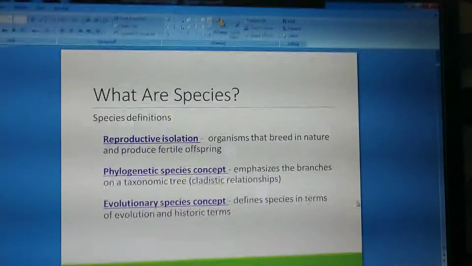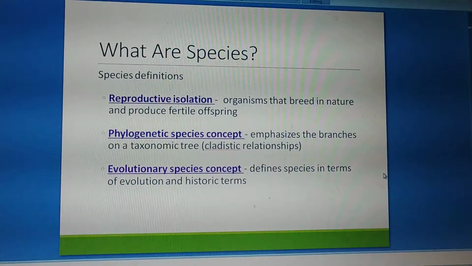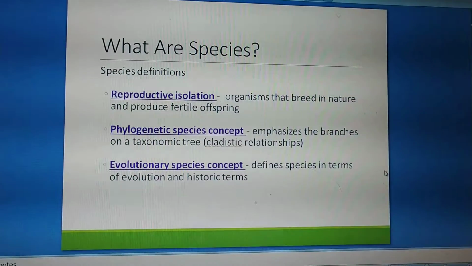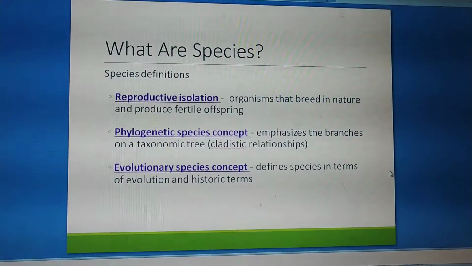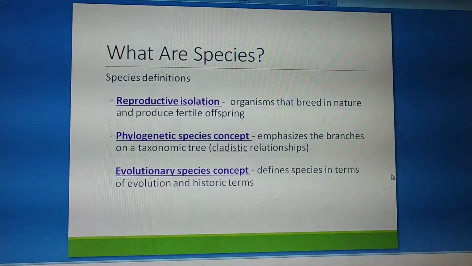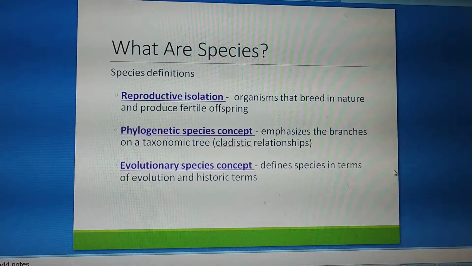Now, how do you define a species? Well, typically we use what's called the biological species concept. This is based on the idea of reproductive isolation. Basically, a species is defined as organisms that can interbreed in nature and produce fertile offspring.